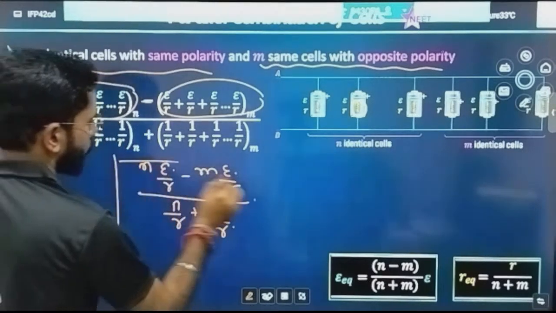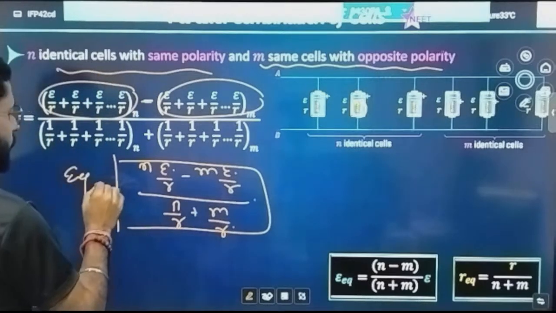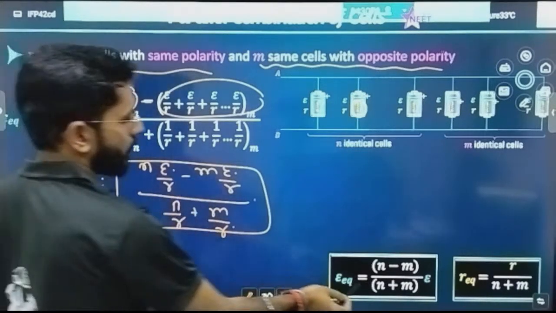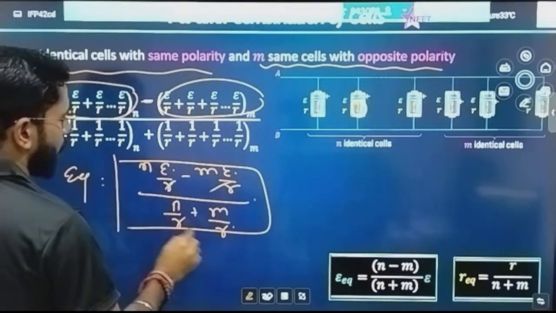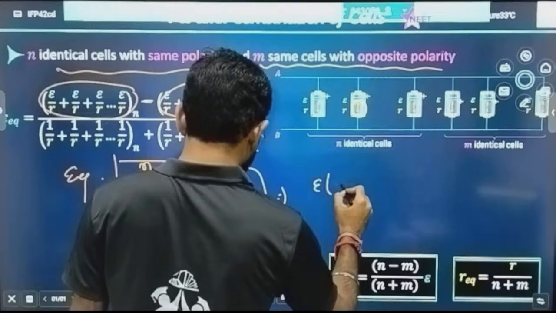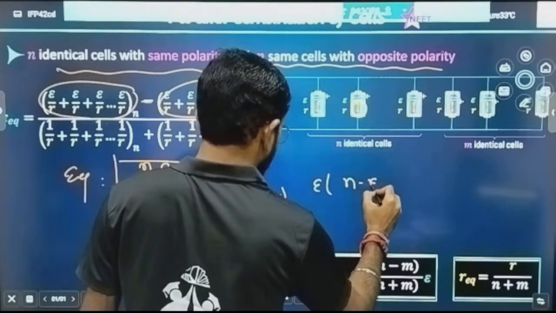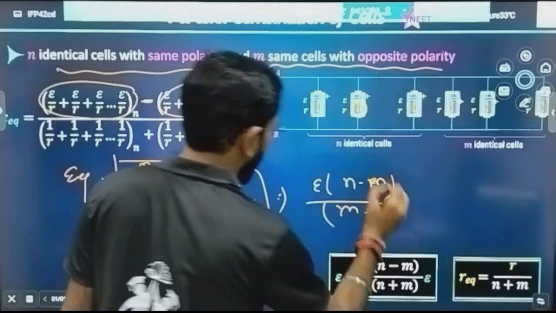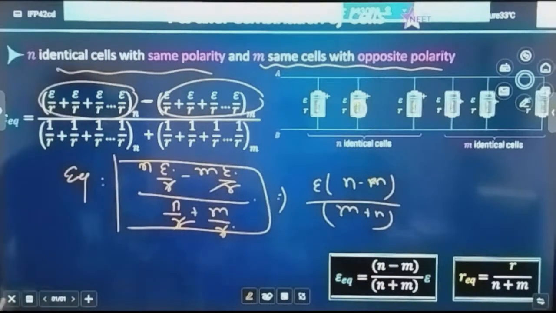This is what the result is going to be for E equivalent, correct? So R will get cancelled, but this is the result that you will be getting. This R will simply get cancelled out, and from here E will be coming common: n minus m divided by, here I will be saying, m plus n. This is the final result that you will be getting, correct?